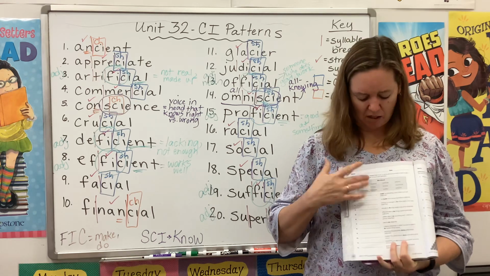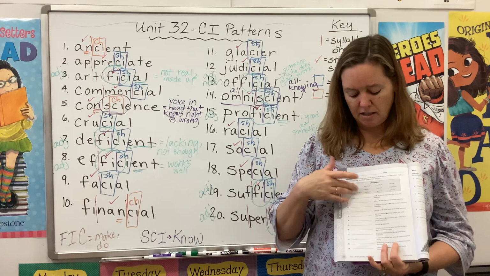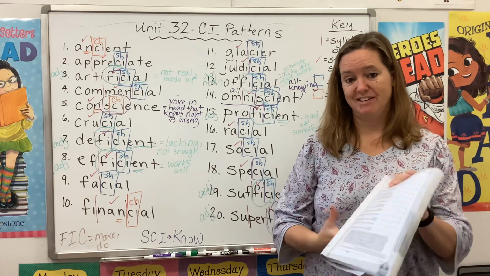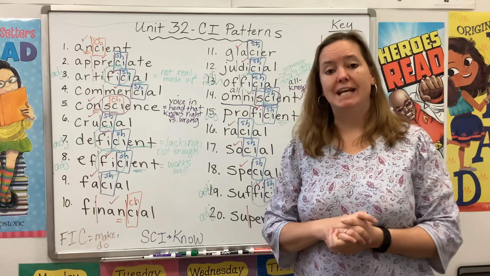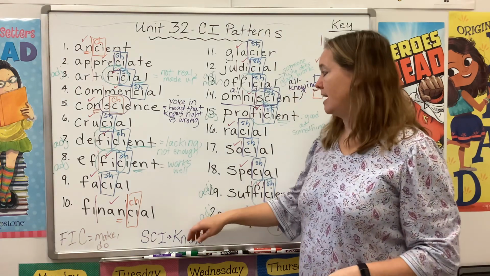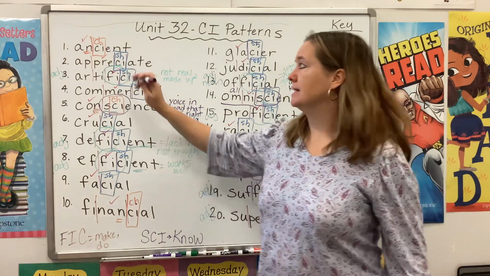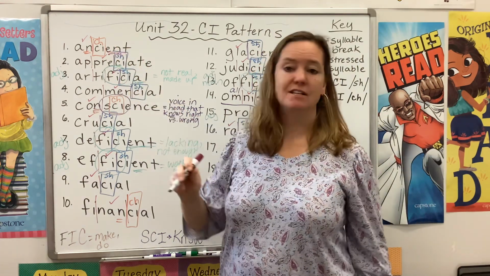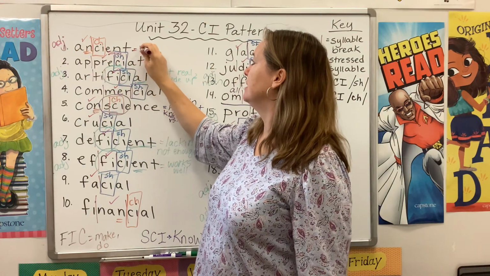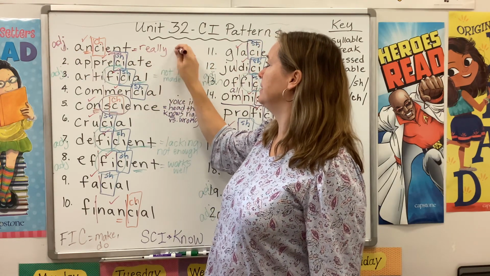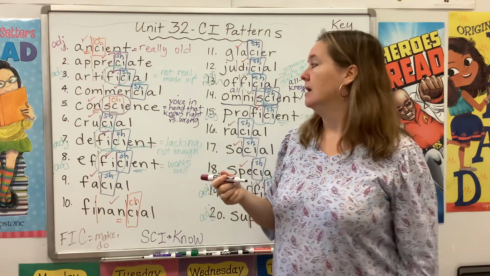But anyway, you've got lots of words that have that FIC chunk, and you're going to match the words with their definitions. Okay. All right, very quickly, let's just go through and hit the words that we haven't discussed yet. I know we got a lot of them. Ancient. There's our adjective suffix. If something's ancient, it's really, really old. Think about the ancient ruins.